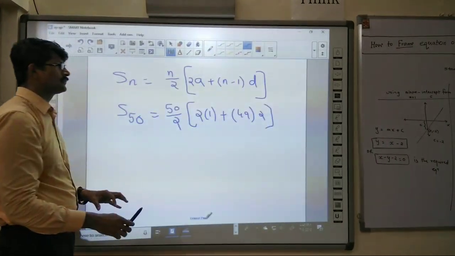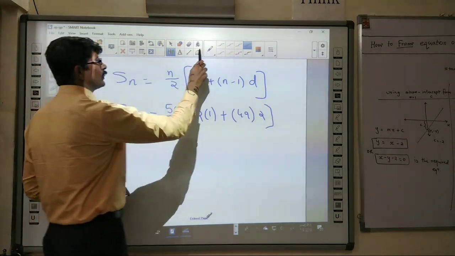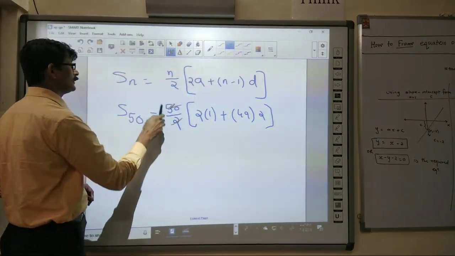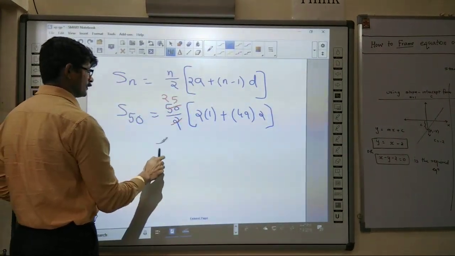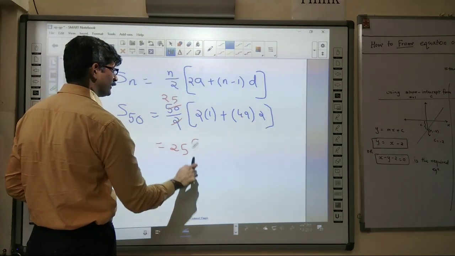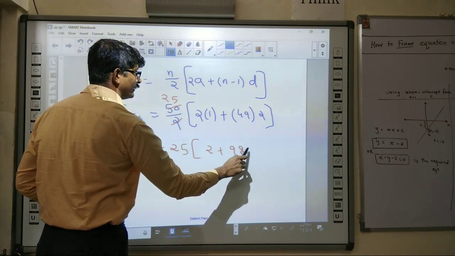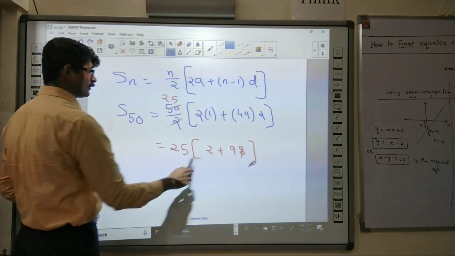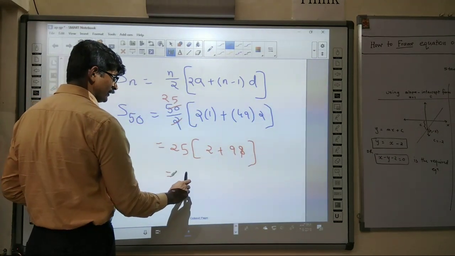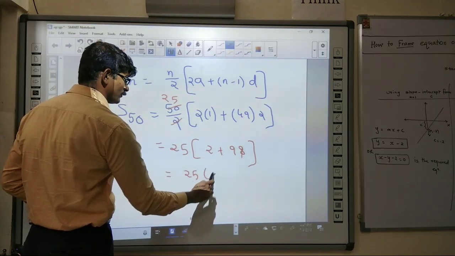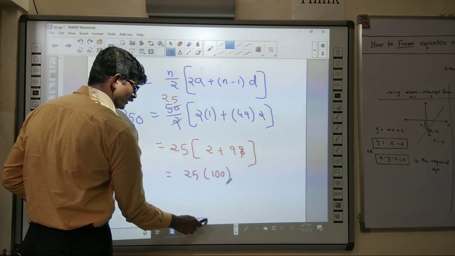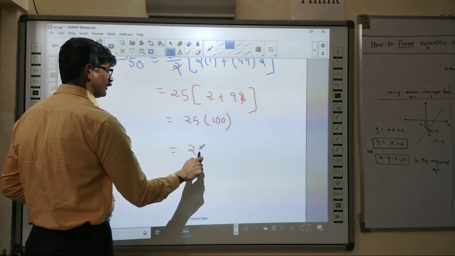I hope students you are understanding this. So what will happen over here? This will cancel, that will become 25. So this will become 25 into the bracket 2 plus 49 into 2, which is 98. So 98 plus 2 is 100, into 25. 25 into 100 is nothing but 2500.